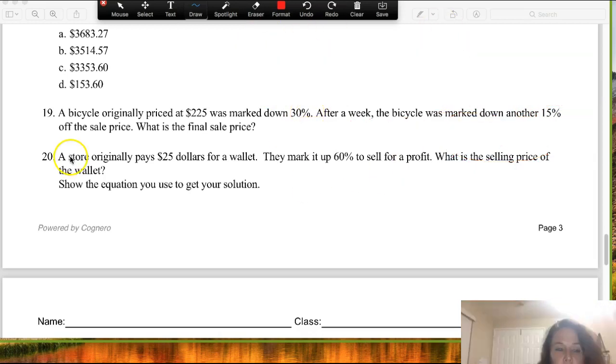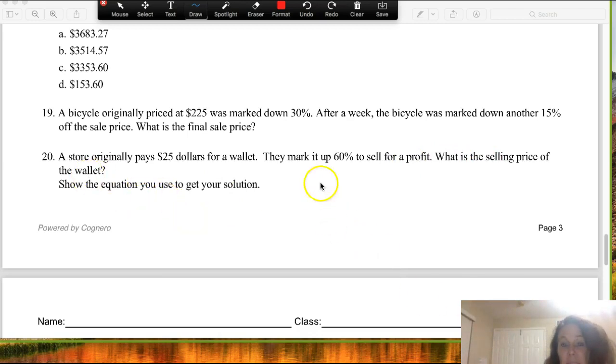Careful. Okay, number 20, a store originally pays $25 for a wallet. So that's how much they purchased the wallet from the distributor or whoever they got the wallet from. Then they mark it up 60% to sell it for a profit. So they mark it up so they can sell it in their stores and make a profit. What's the selling price of the wallet?